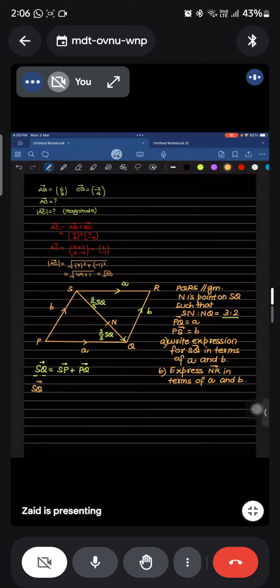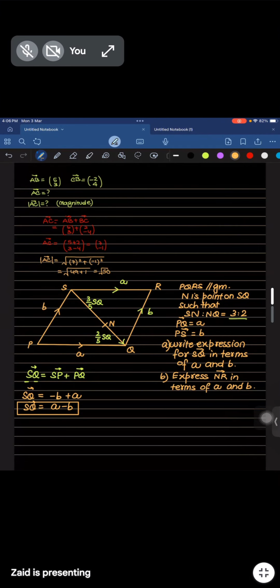So if PS is B, so SP is going to be minus B. Good. And PQ is A. So that's my answer. SQ is A minus B. This was for 2 marks. Okay, the first thing. Easy peasy.